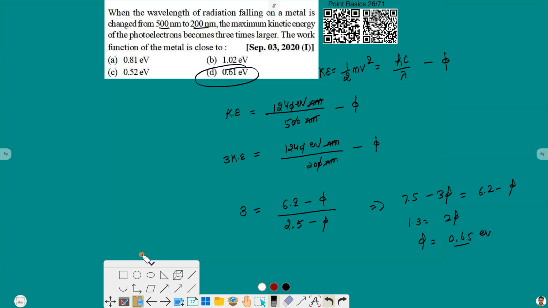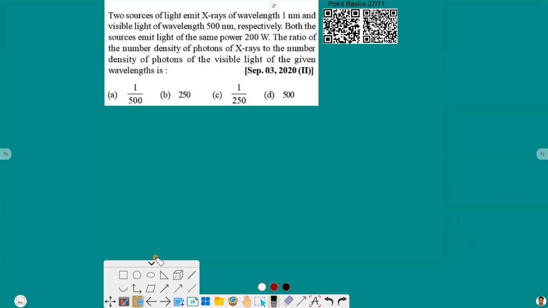Now let us move ahead. Two sources of light emit X-ray of wavelength 1 nanometer and visible light of 500 nanometer respectively. Both the sources emit light of the same power, 200 watts. The ratio of number density of the photons of X-ray to the number density of the photons of the visible light of the given wavelength is.